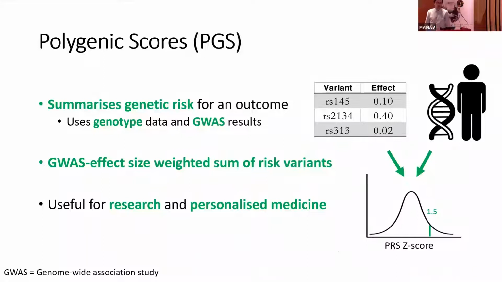So briefly, polygenic scoring is a way of summarising an individual's genetic risk for a given outcome, typically calculated as the GWAS effect size weighted sum of risk variants carried by the individual. They have a range of applications for research, but also personalised medicine. However, further methodological advances are needed to maximise the variance explained by polygenic scores.